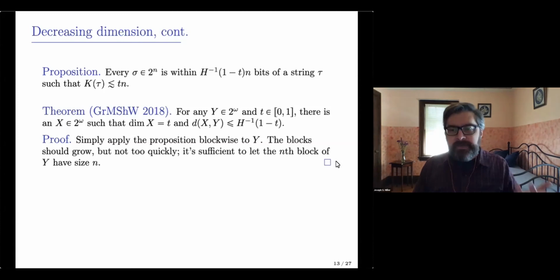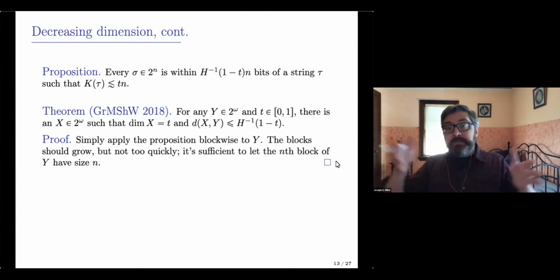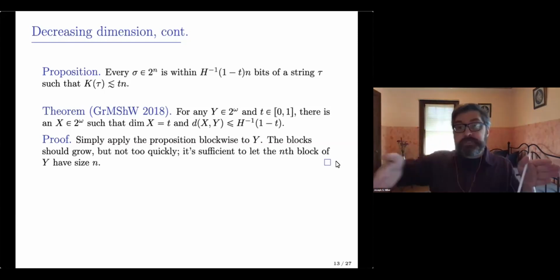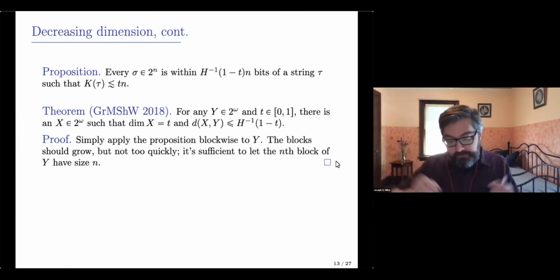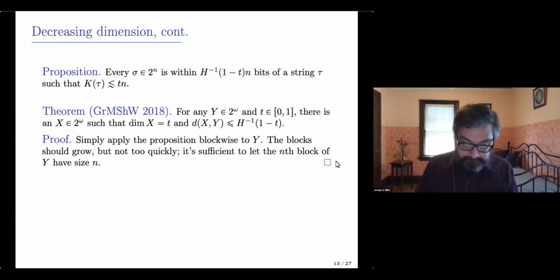Why should they grow? Because everything I've said up till now has been approximate. I mean, we have these squiggles everywhere. And when the blocks grow, those approximations get better and better in the limit. At least when you divide by n, they get better and better in the limit. Those log terms go away. So the blocks have to grow. But if they grow too quickly, then you can't reason about what's happening in the middle of a block if you look at an initial segment that cuts in the middle of a block. So all you have to do is let the nth block have size n, and it works. But it is the easiest proof because you really are just taking the finite result and applying it blockwise. No compactness trickery or anything like that.